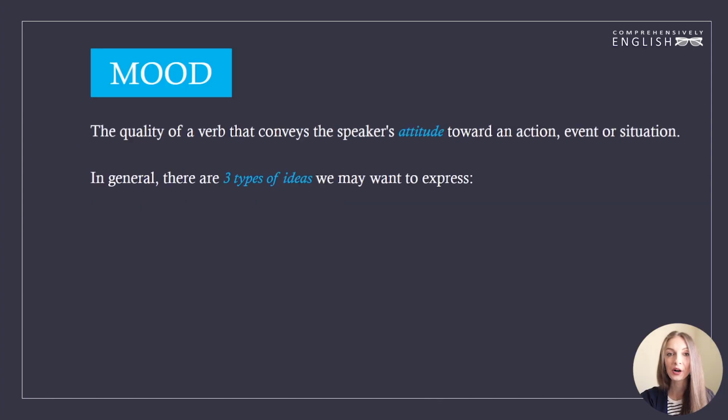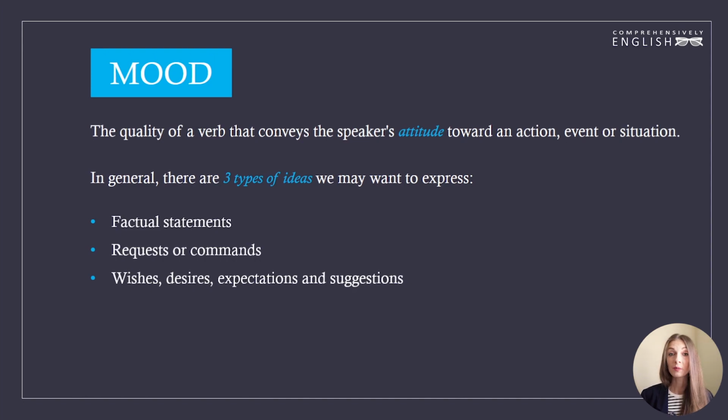The third category of the verb is mood. So what is mood? The quality of a verb that conveys the speaker's attitude toward an action, event, or situation. In general, there are 3 types of ideas that we might want to express: factual statements, requirements and commands, and wishes, desires, expectations, and suggestions. This means that there are 3 main moods.